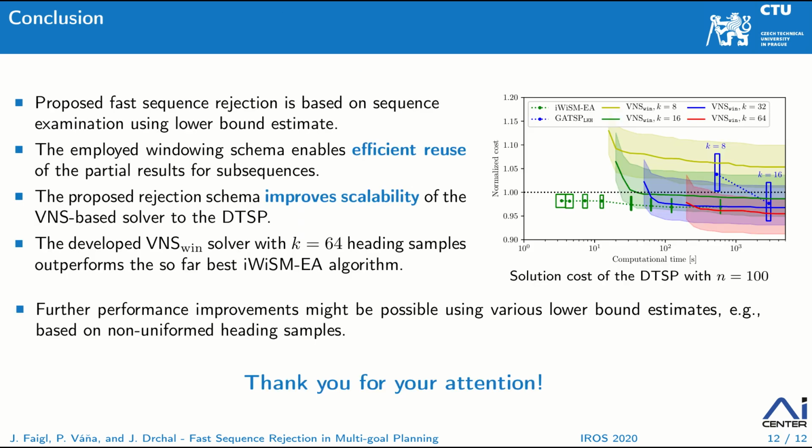Let me conclude the presentation of the proposed fast sequence rejection. The addressed Dubins Traveling Salesman Problem is solved as a sequence generation with assessment of the sequence quality using a solution of the Dubins touring problem. The proposed idea of quick sequence assessment is based on estimation of the Dubins true cost using a lower bound. The employed windowing schema enables efficient reuse of the partial results for subsequences that significantly improves scalability of the VNS-based solver to the DTSP. The performance of the presented solver might be further improved.